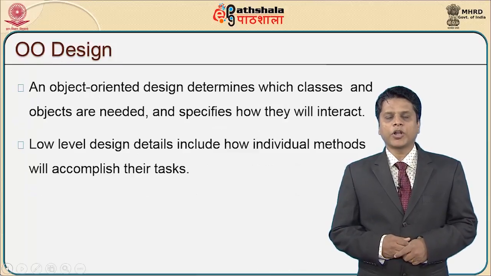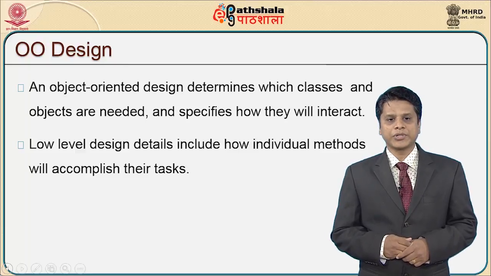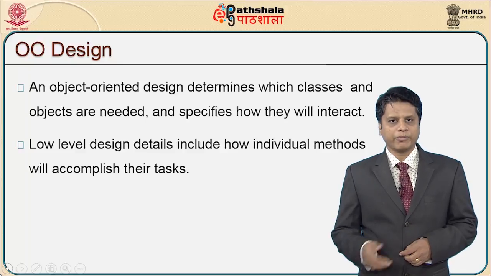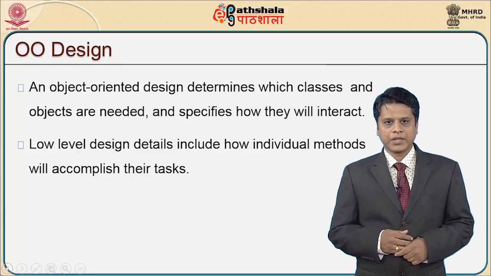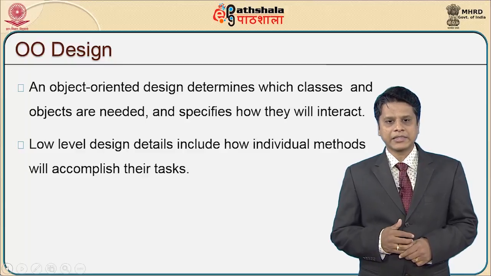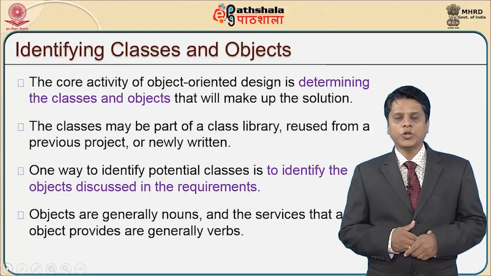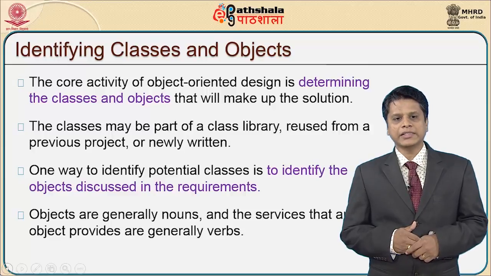When you look at a typical object-oriented design, it determines which classes and objects are needed and specifies how they will interact. So we define classes and objects when we are about to implement the program. Low-level design details include how individual methods will accomplish their tasks. Here we basically identify the classes and objects. The core activity of object-oriented design is determining the classes and objects that will make up the solution.